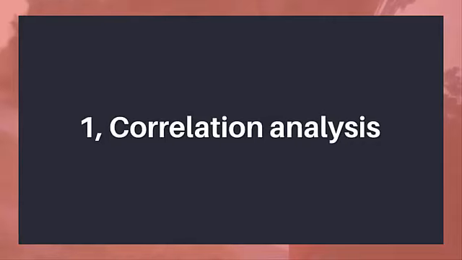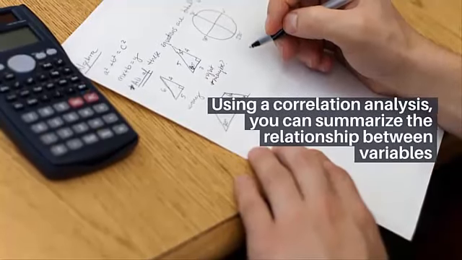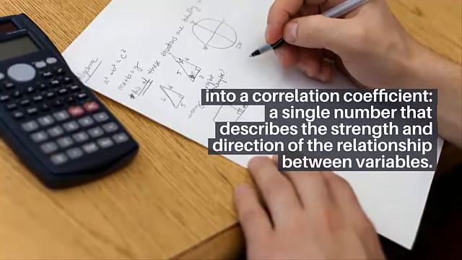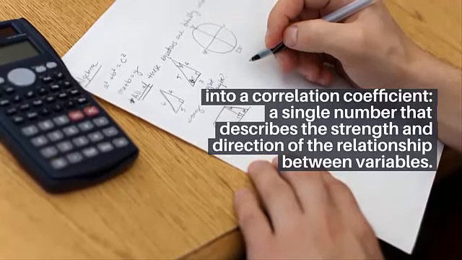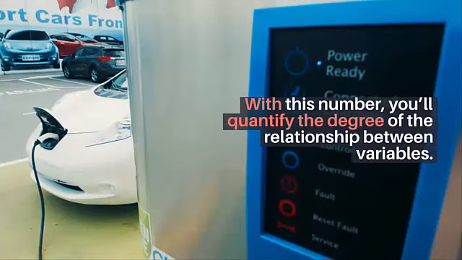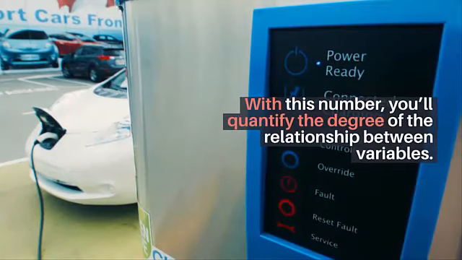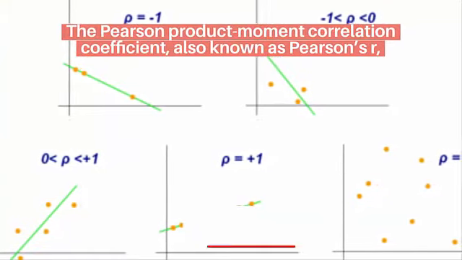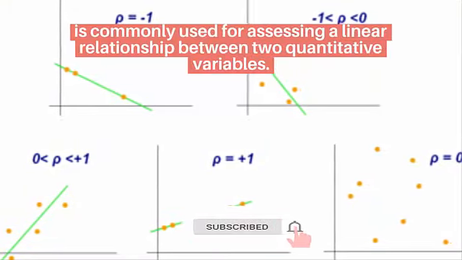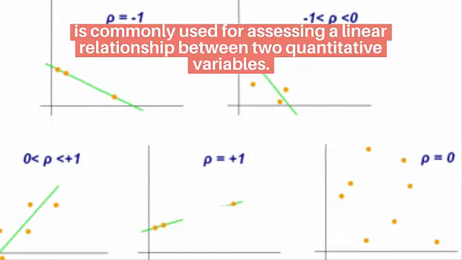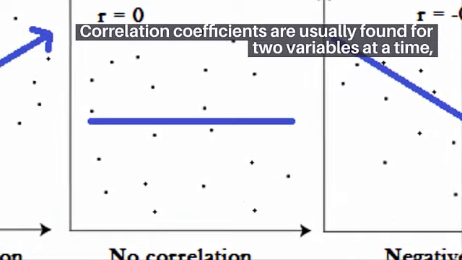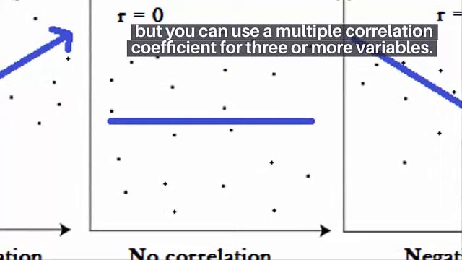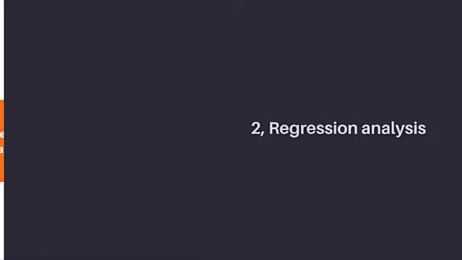Correlation analysis. Using a correlation analysis, you can summarize the relationship between variables into a correlation coefficient, a single number that describes the strength and direction of the relationship between variables. With this number, you'll quantify the degree of the relationship between variables. The Pearson product moment correlation coefficient, also known as Pearson's r, is commonly used for assessing a linear relationship between two quantitative variables. Correlation coefficients are usually found for two variables at a time, but you can use a multiple correlation coefficient for three or more variables.